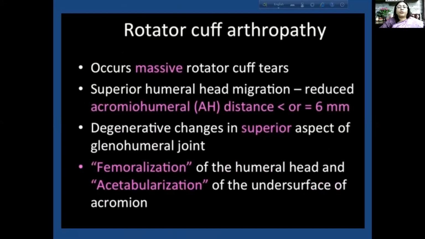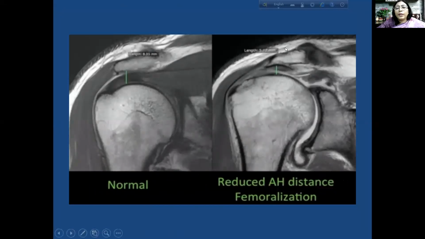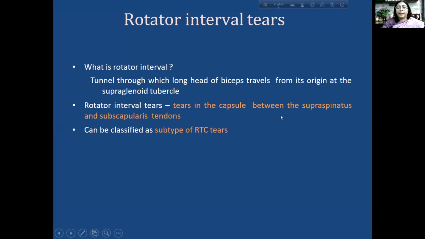Then we look for rotator cuff arthropathy, where, when a complete tear occurs in the supraspinatus tendon, the humeral head is in direct contact with the acromion process, and there is marked reduction of the acromiohumeral distance. And look, the undersurface of the acromion appears concave, giving acetabularization of the acromion. And look, this is the normal greater tubercle. When there is a tear from here, this is flat, giving acetabularization of the humeral head.